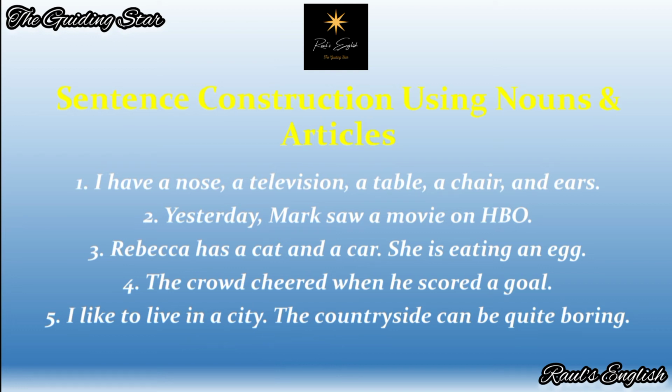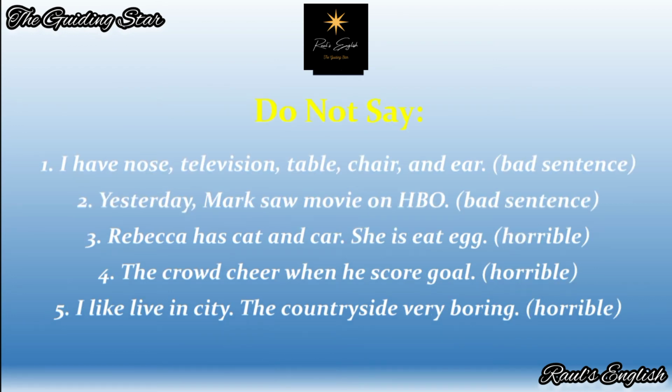Alright, so do not say these things. Do not make such sentences. Do not speak them. Do not write them. Number 1. I have nose, television, table, chair, and ear. That's a bad sentence. It does not make much sense. Okay, you are giving me some information, but it's not very accurate. Alright, so yesterday Mark saw movie on HBO. That's another bad sentence. Number 3, Rebecca has cat and car.